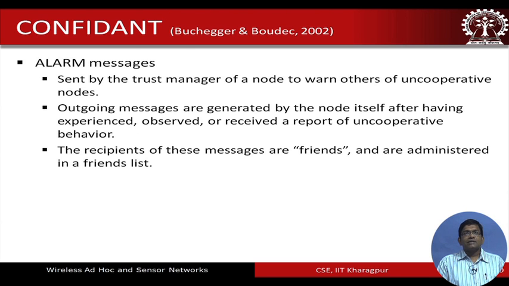CONFIDANT uses alarm messages which are sent by the trust manager of a node to warn others of uncooperative nodes. The outgoing messages are generated by the node itself after having experienced, observed or received a report of uncooperative behavior, and the recipients of these messages are friends and are administered in a friends list. So, in essence, a node is going to send to its own friends some kind of alarm or warning message saying that there are a few other nodes which are uncooperative, and these nodes should be aware of those nodes.